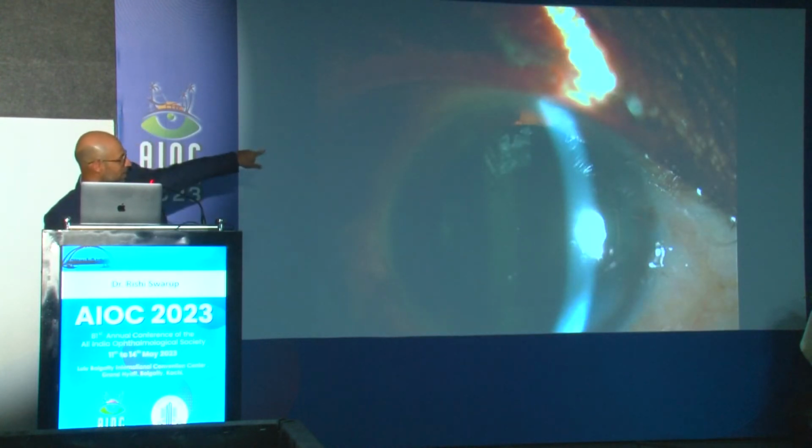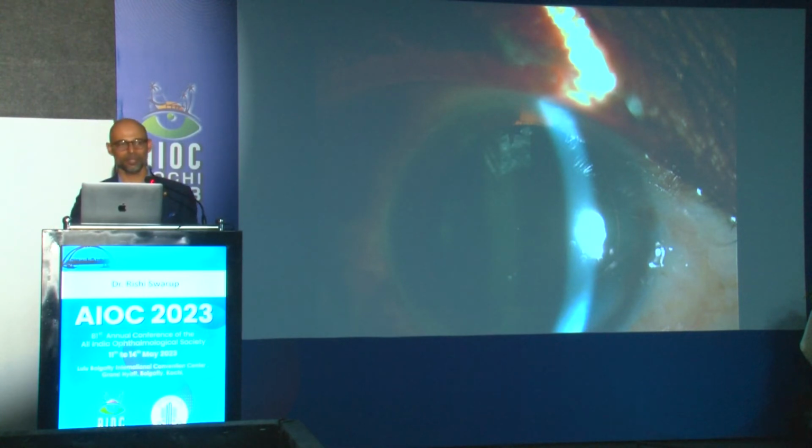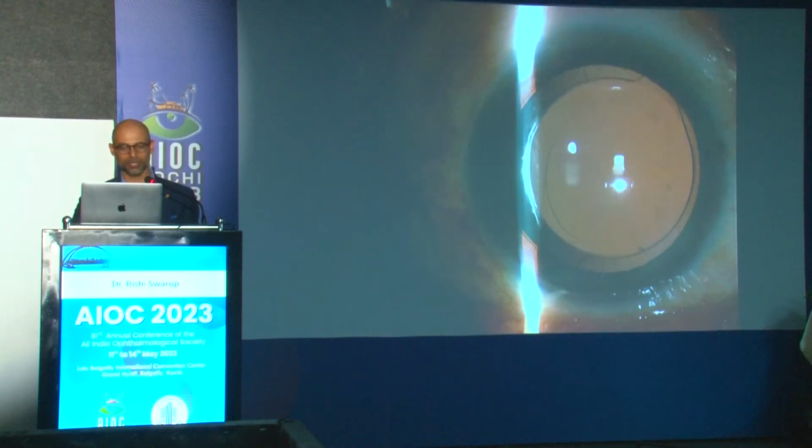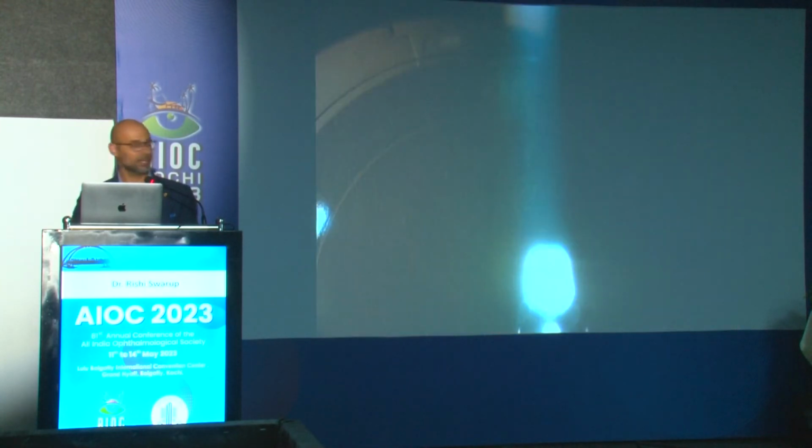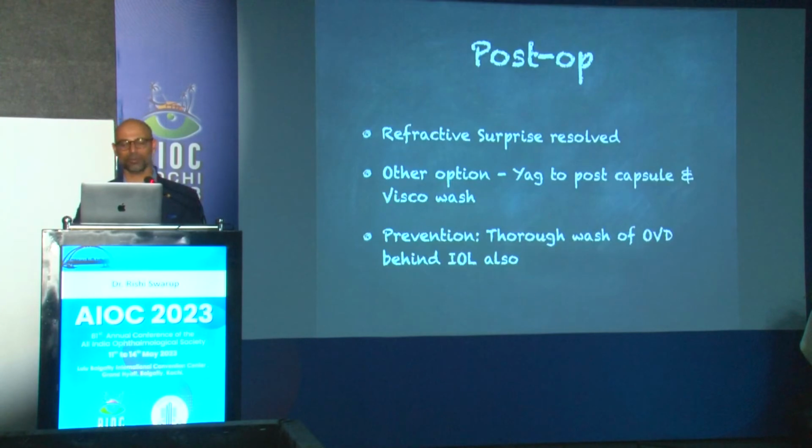You can see that little star-shaped yag there. So you have to choose an area where the haptic is not there, peripheral to the optic, and you can yag it, and hopefully that will release the viscoelastic. This doesn't always work. In this particular case, it did work. You can see then in retroillumination and in high mag, the size of the opening. So here it resolved, and the patient got back to an emmetropic result.